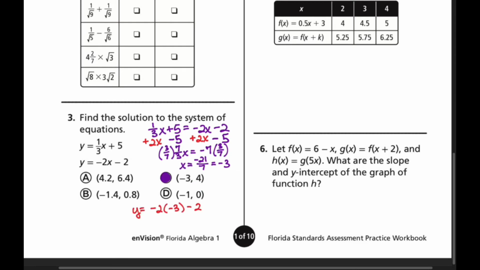So just to show you, you can plug your negative 3 back into either equation. I chose the second one just because this is a normal equation without a fraction. It's just a little easier to use. So that turns into 6 minus 2, which is 4. And you can see that that is 4 for the y value. So we have the right one.